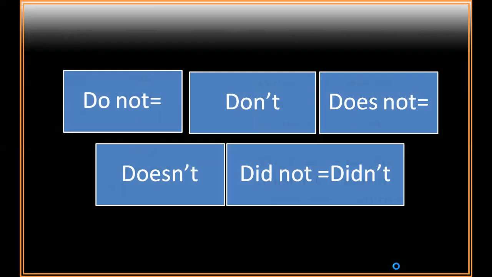Okay, dear students. If it is main verb, then how will you make the contraction form? Do not, don't, does not, doesn't, did not, didn't. These are the contraction form. Now, how to form a tag question?